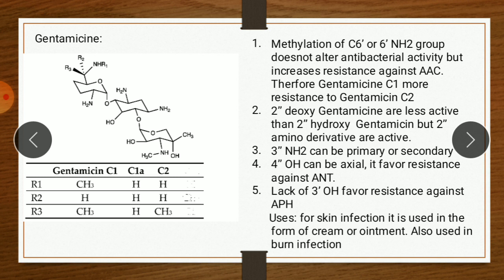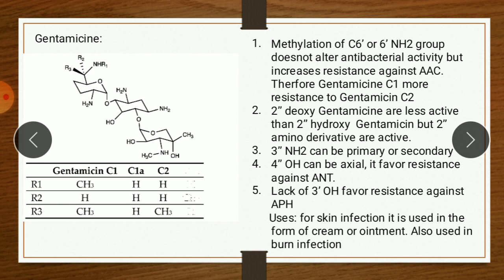So if we do the methylation at carbon 6 dash or the 6 dash amino group, then the activity does not decrease but it shows resistance against the AAC enzyme. Therefore, gentamicin C1, which contains 2 methyl groups, is more potent because it provides protection to the amino group. The bulkiness is more. So R1 and R3 equal CH3 group in case of gentamicin C1. So it gives the protection. Therefore gentamicin C1 is more resistant than gentamicin C2 because it only contains hydrogen at R1 and R2 positions and a CH3 group at R3.